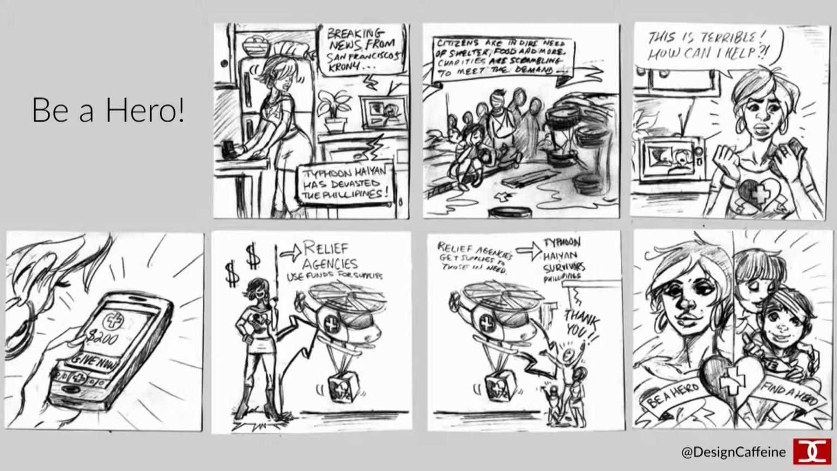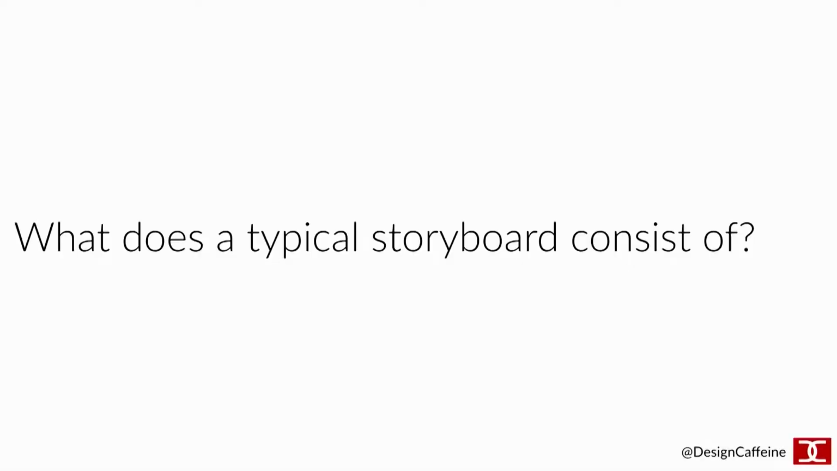So that's an example of a really good storyboard, and that's the kind of storyboard we're going to learn how to put together in this part of the course. But first, let's look at what a typical storyboard consists of. There are several things, for example, things, people, faces, opening slides, and transitions.